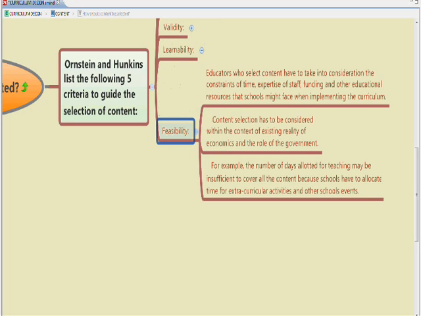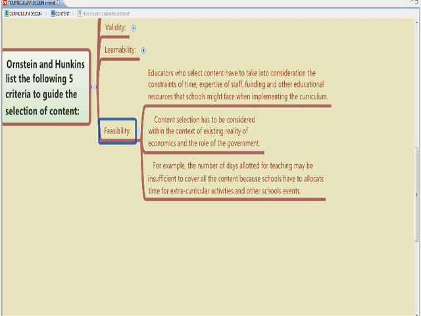Now, the notion of feasibility: educators who select content have to take into consideration the constraints of time, expertise of staff, funding, and other educational resources that a school might face when implementing a curriculum. Now, my folks, this is almost the Achilles heel when it comes to education.